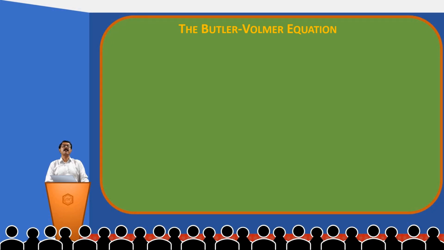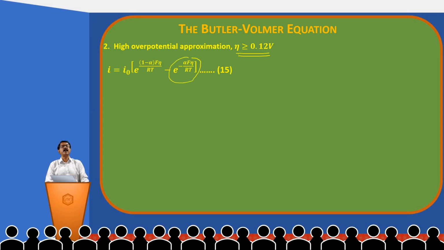In the second case, we consider comparatively high values for eta. And usually, eta is taken as greater than or equal to 0.12 volt. In this case, the second term of the Butler-Volmer equation, that is e raised to minus alpha f eta by RT, can be neglected. Therefore, we have I is approximately equal to I0 into e raised to 1 minus alpha f eta by RT. Let it be equation 17. Taking logarithm of equation 17, we get ln I is equal to ln I0 plus 1 minus alpha f by RT into eta. And let it be equation 18.